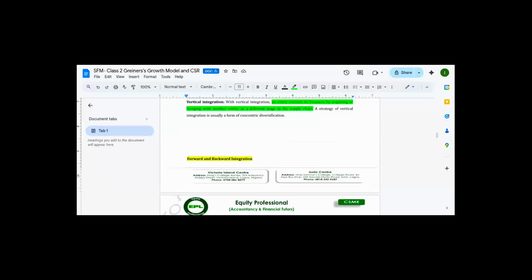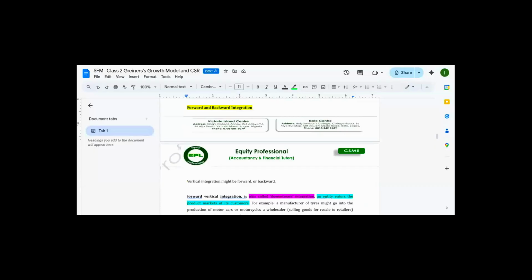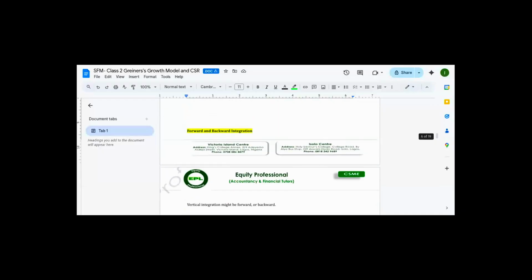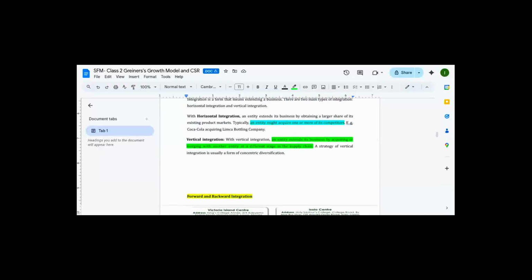So in vertical integration, we can merge. But there are some other forms of integration, another form being what we call forward and backward integration. Maybe I should take the vertical again, since we lost you. I said in vertical integration, see it here: with vertical integration, an entity extends its business by acquiring or merging with another entity at a different stage in the supply chain. That is vertical integration.